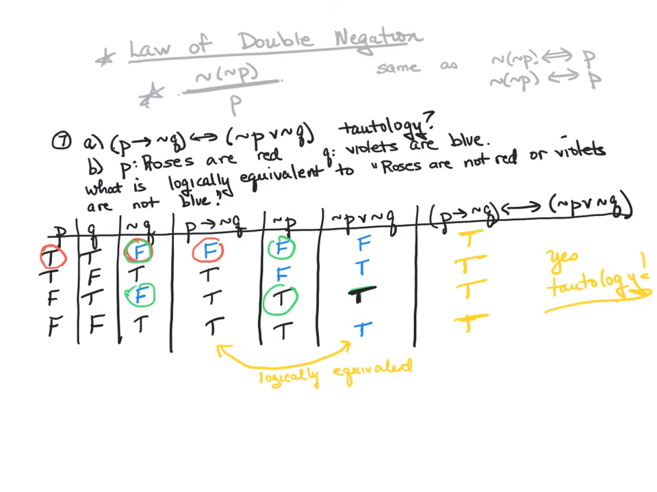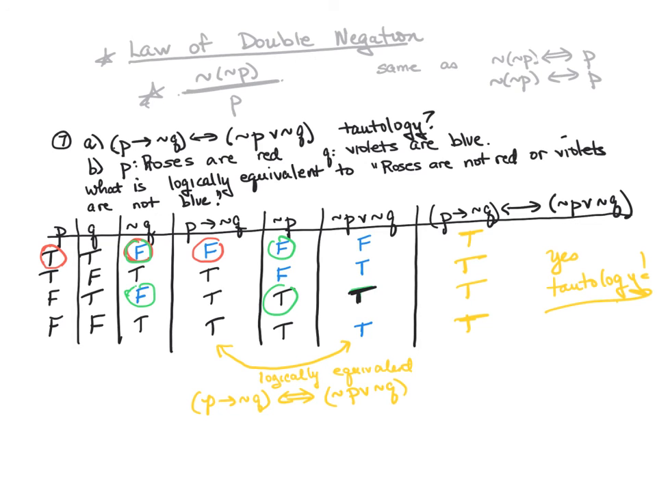And that proves it. So we've proven two things. The biconditional is a tautology, and the two statements are logically equivalent. Okay, again, I don't need parentheses, but I put them there anyway. Okay, now let's look at part B.